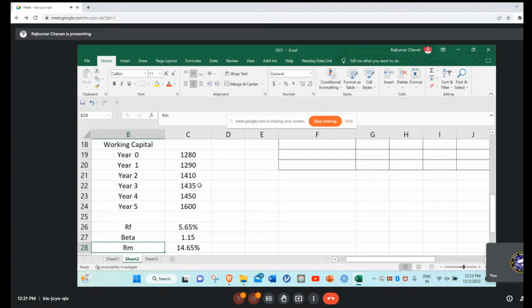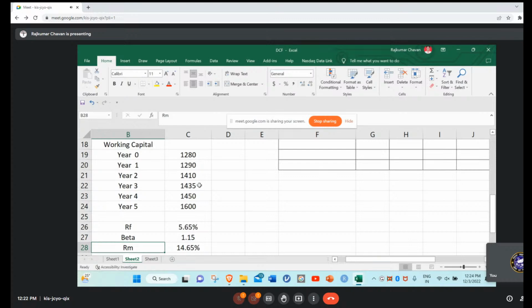Now, for example, let us take this value, for your understanding. What was year 5? 1,600. Now you see, how do we calculate? The change is this: 1,290 is my current year, year 1. So year 1 minus year 0, that is, current year minus previous year. Yes or no? Now tell me, 1,290 minus 1,280. What is the change? 10 rupees. Working capital has increased by 10 rupees. From 1,280 to 1,290, from previous year to current year, a change of 10 rupees has happened. Correct?